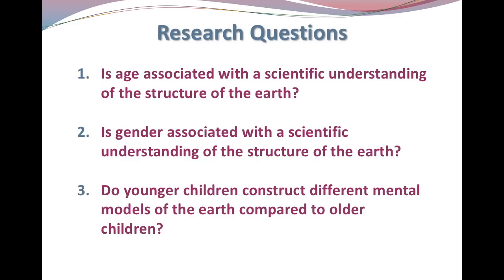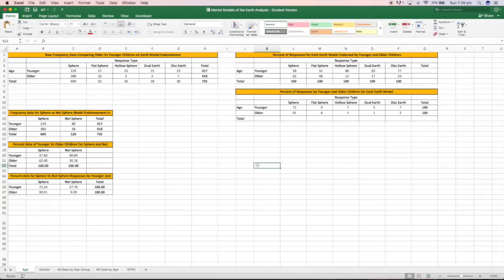Instead of just comparing two different age groups or two different genders on just the sphere model of the Earth, this is asking us to examine all of the possible Earth models as a function of younger and older children, and see basically if there is a different pattern of model use by younger children when compared to that of older children across all of the Earth models. So this is a little bit more complicated.